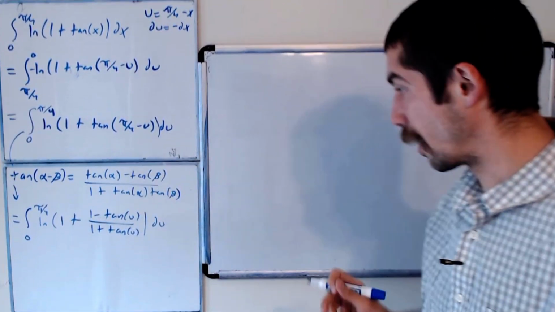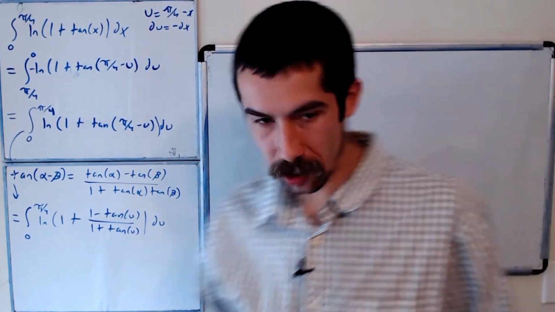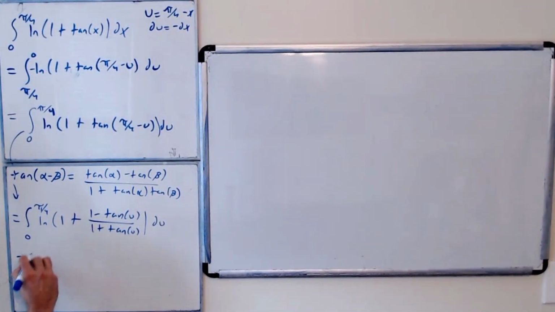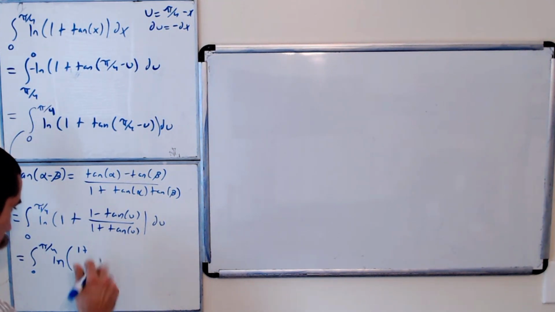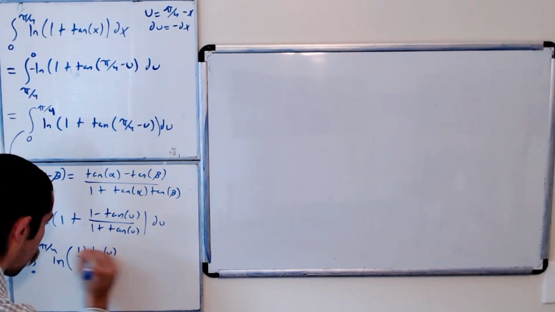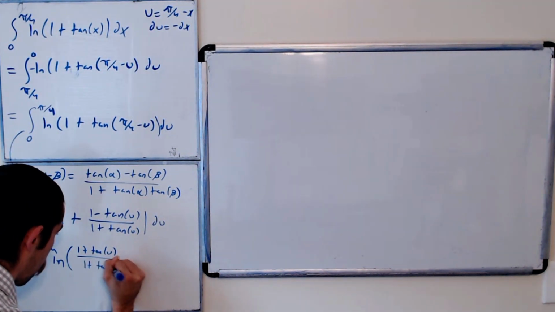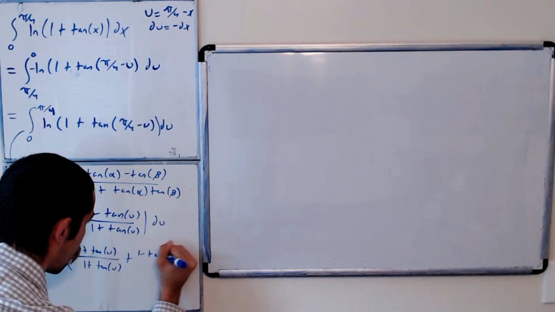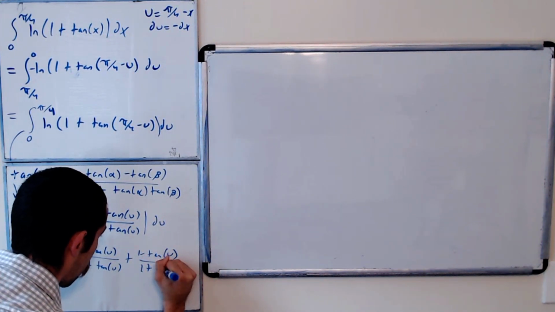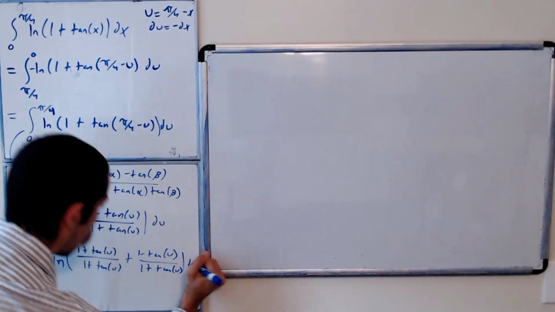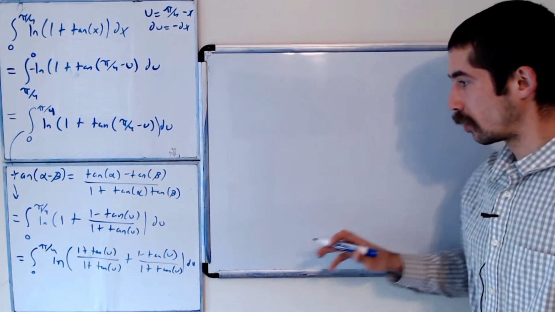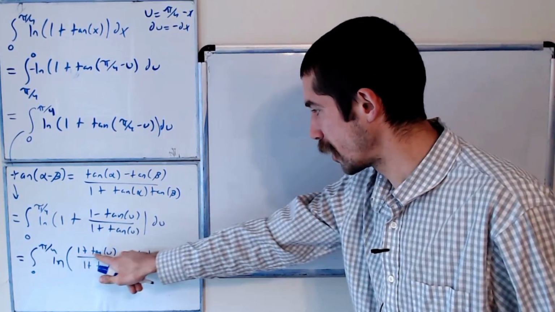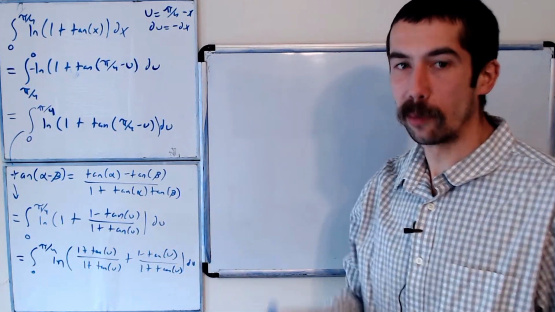We could get a common denominator, and this becomes the integral from 0 to pi over 4 of ln of 1 plus tan of u over 1 plus tan of u plus 1 minus tan of u over 1 plus tan of u du. Okay, combining like terms, our numerator is 1 plus tan of u plus 1 minus tan of u. The numerator is just 2.